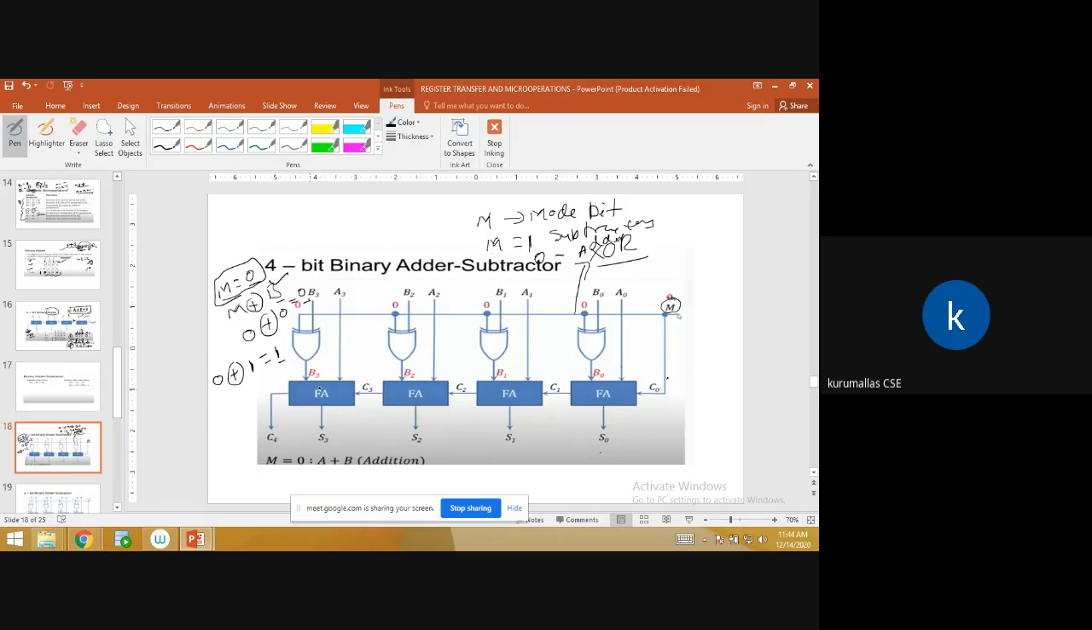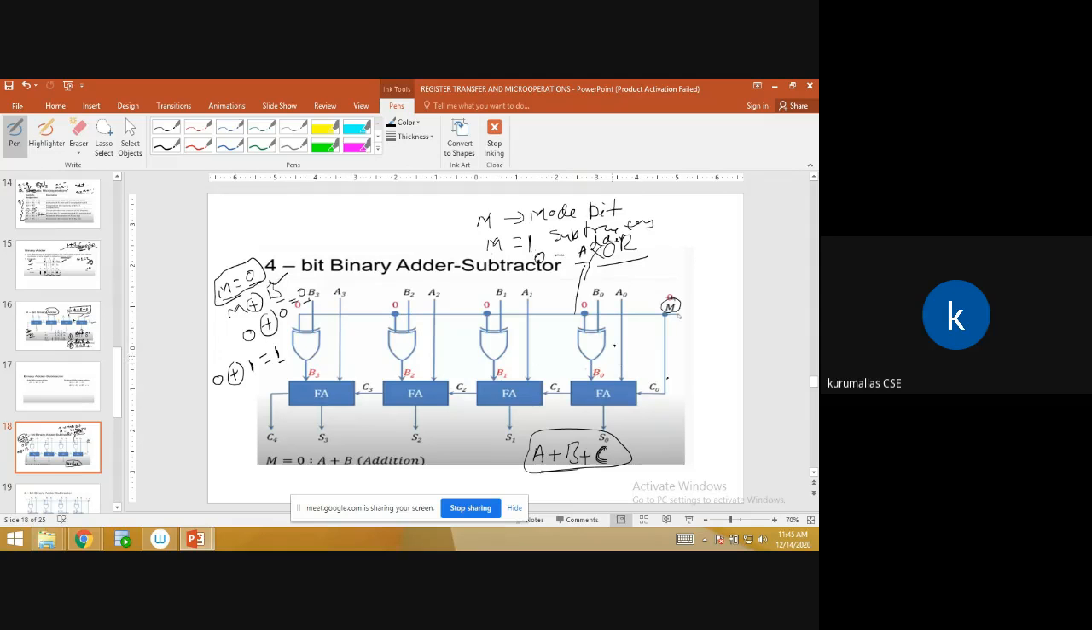When the mode bit is 0, how to write this one? Mode bit 0, so m equal to 0: A plus B. If the mode bit is 0, then the full adder receives the register B information. So the adder gives A plus B, plus this one carry.